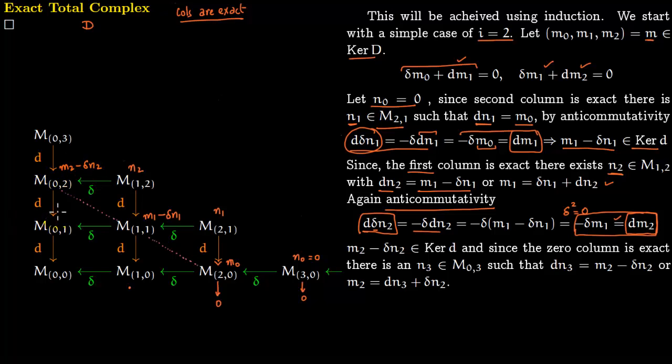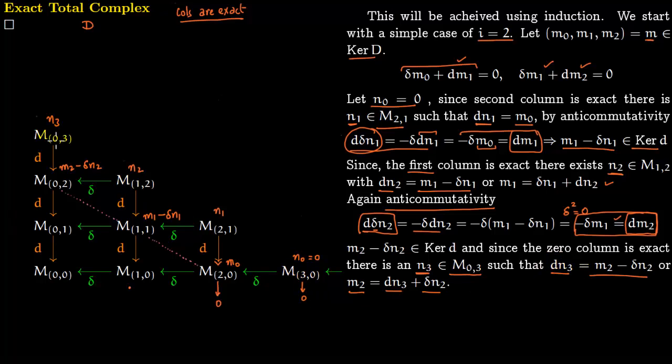So since it lies in the kernel of D, you can again lift this up to some element n3 here. So we can lift it to some element n3 here in m03 such that d of n3, you apply d to it, you get here. And you can rewrite m2 as dn3 plus delta n2. So just bringing delta n2 to the other side.